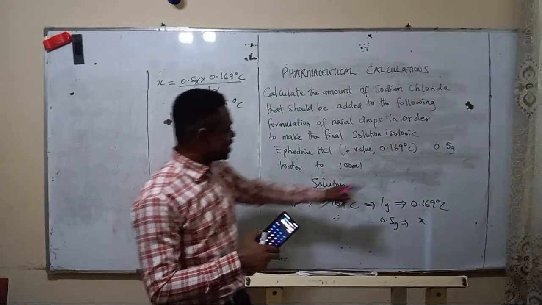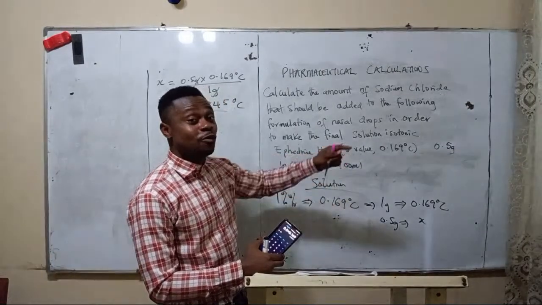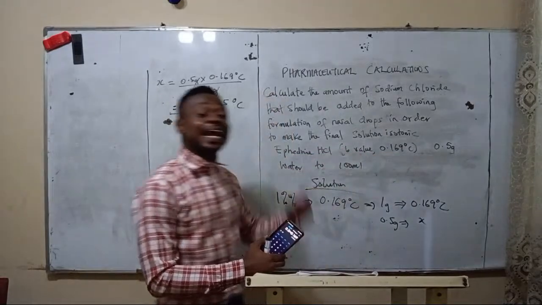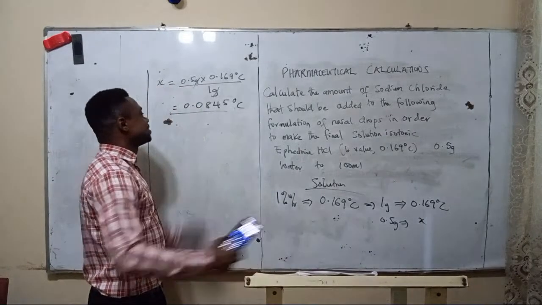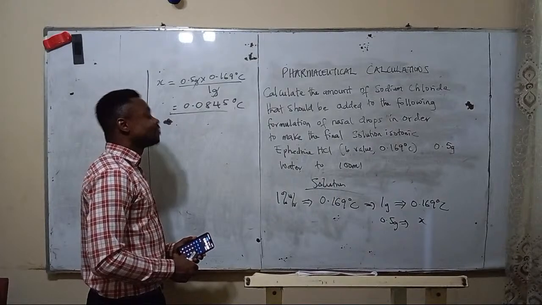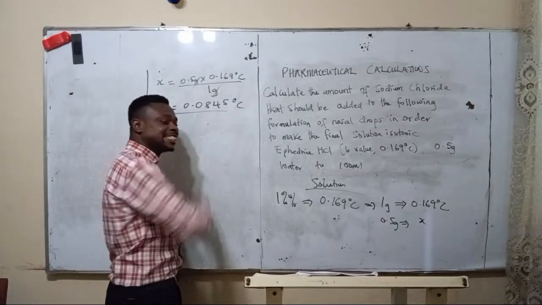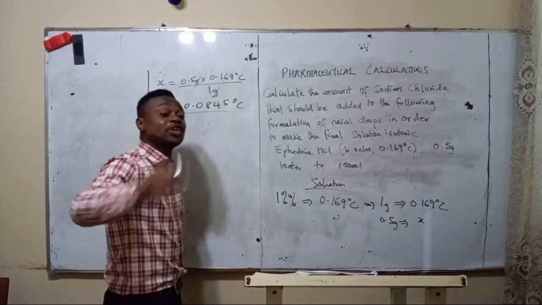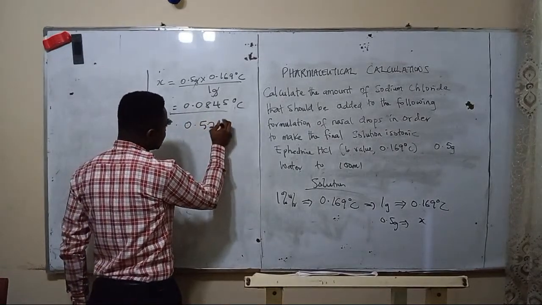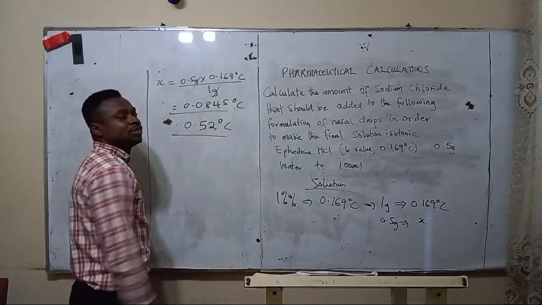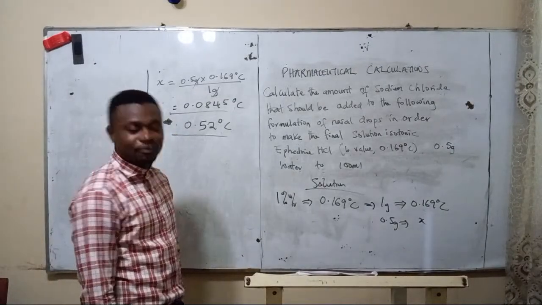So look at this thing. Using a proportion with the B value of ethylene hydrochloride, we realize that this solution will only depress the freezing point of water by 0.0845 degrees Celsius. This alone will tell you that this thing is hypotonic, because for it to be isotonic, it must depress by 0.52 degrees Celsius.